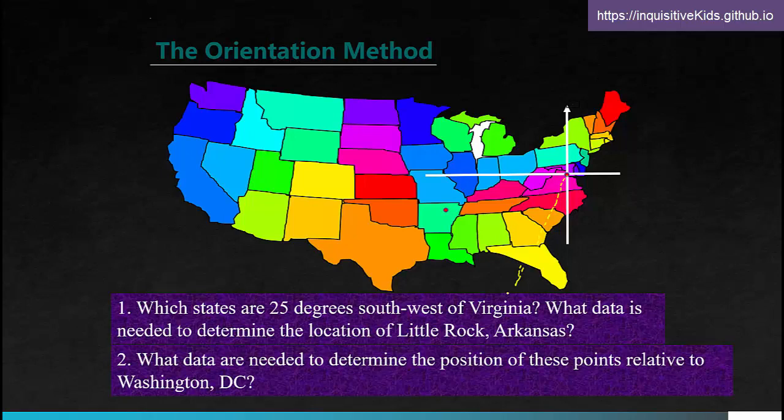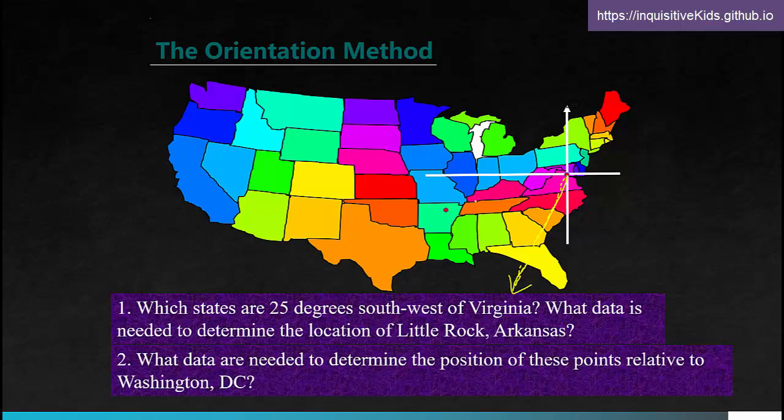What is needed to determine the location of Little Rock, Arkansas? Well, here what we have is a ray, right? We have a ray from Virginia all the way to forever because it never stops. It's just 25 degrees southwest of Virginia. But the location of Little Rock, Arkansas, is a city, and on the map it can be seen as a point. So how can we stop that ray? How can we tell it to stop?